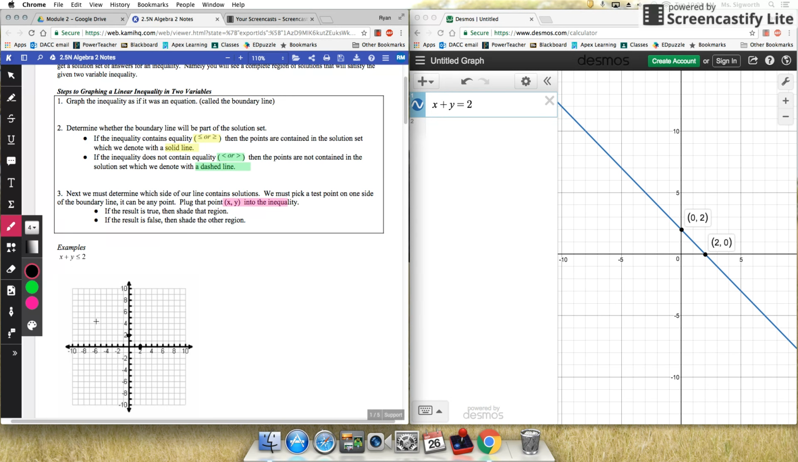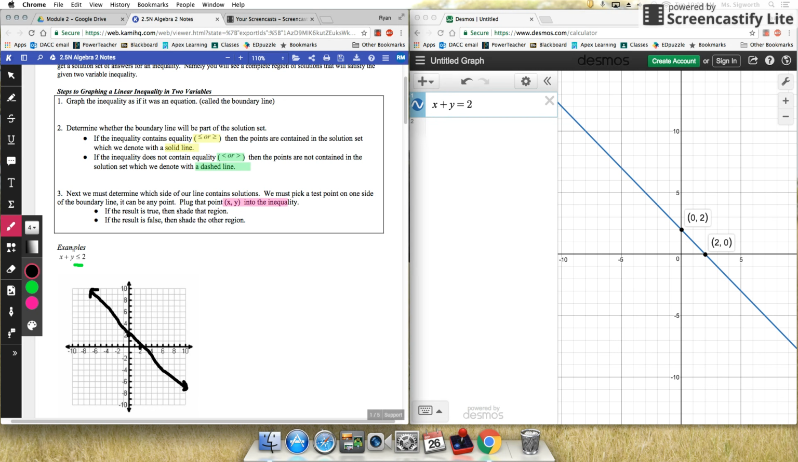Before I draw a line in, step 2 says determine if it's part of the solution set. So we need to determine, is it solid or dashed? Well, what tells me that is this sign right here. It's a less than or equal to. That means it's going to be a solid line. So I'm going to make a solid line on my graph.